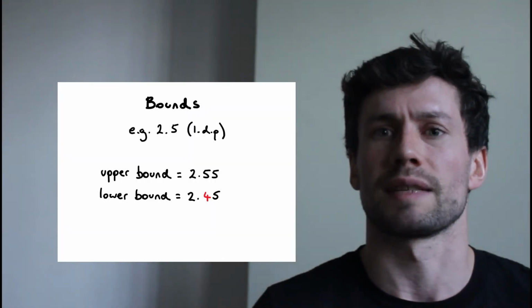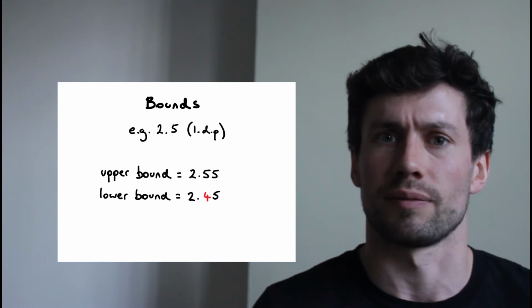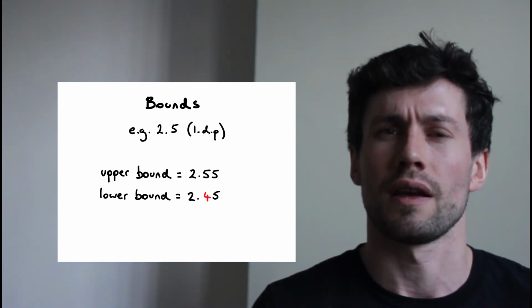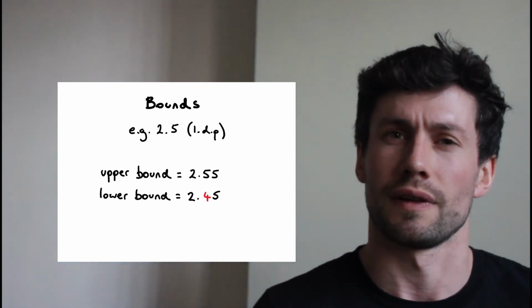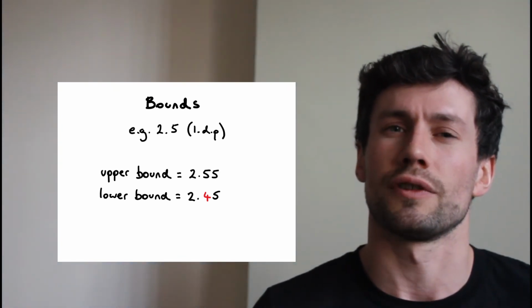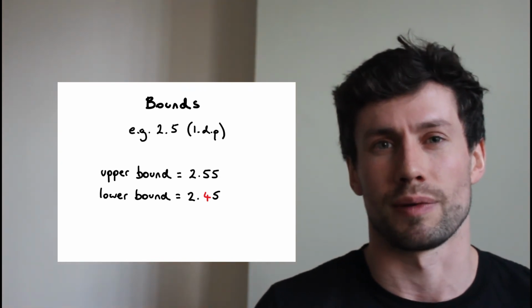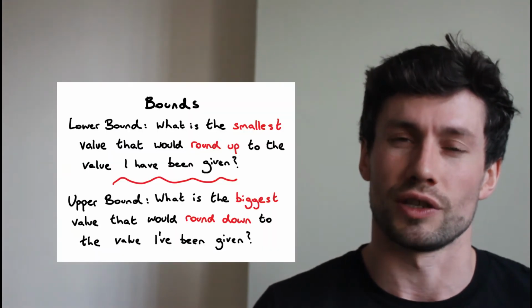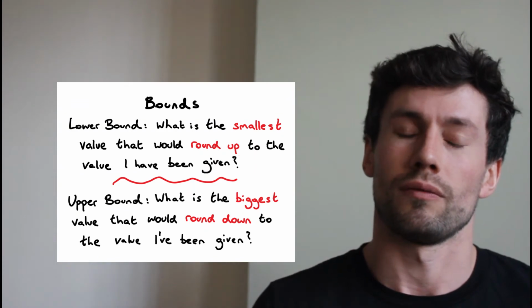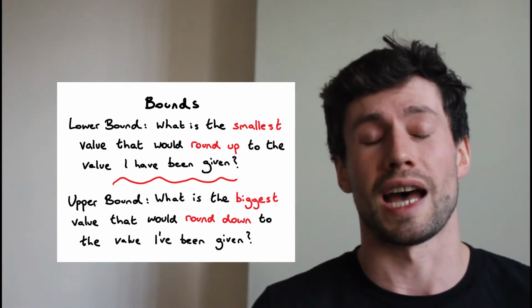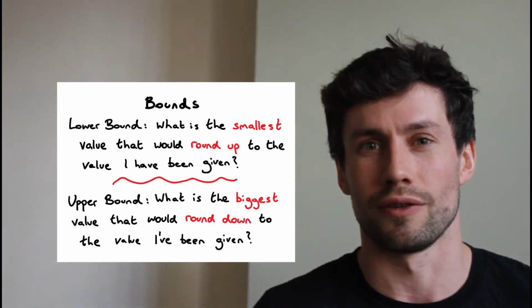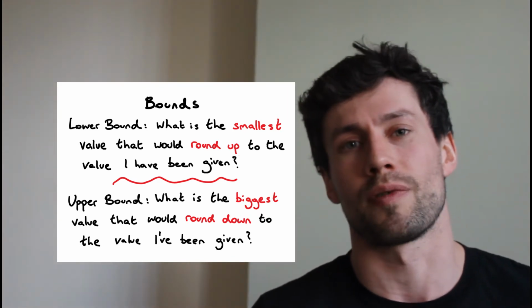If I'm finding the upper bound of 2.5 to the nearest 1 decimal place, I can simply add a 5 on in the 2nd decimal place to get 2.55. But to find the lower bound of 2.5 to the nearest 1 decimal place, I have to drop down below 2.5 and change the 5 to a 4 and add the 5 on in the 2nd decimal place to get 2.45. This complexity means that asking yourself the question, what is the smallest value which would round to the value I've been given? Or what is the biggest value that would round down to the value I've been given? This is the really good way to compute the lower bound and the upper bound respectively.